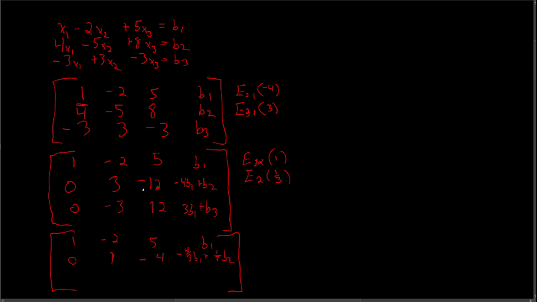But I'm still going to process adding these two rows. So that gives me a 0, a 0. And then a -4b1 plus 3b1 is -b1 plus b2 plus b3.